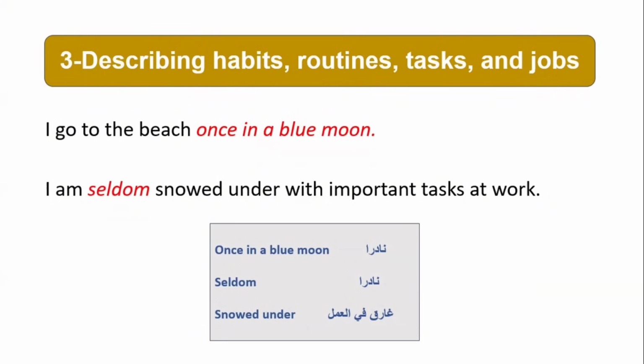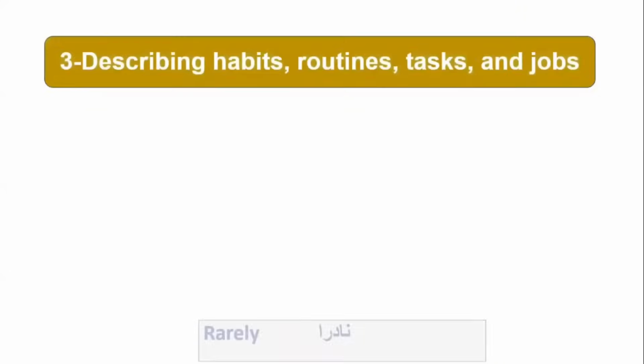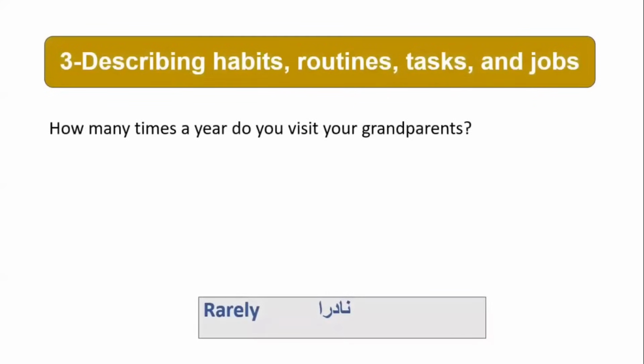Snowed under means يعني غارق في العمل, or they give me a lot of work. Another word is rarely. Rarely يعني نادرا. If somebody asks you how many times a year do you visit your grandparents, and you say I rarely go to the beach in summer, actually it should be I rarely visit my grandparents.